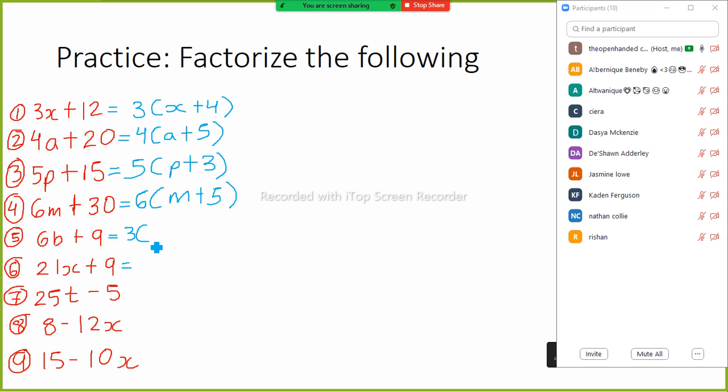3 open bracket, what? 2b plus 3. Very good. So be careful with that one.